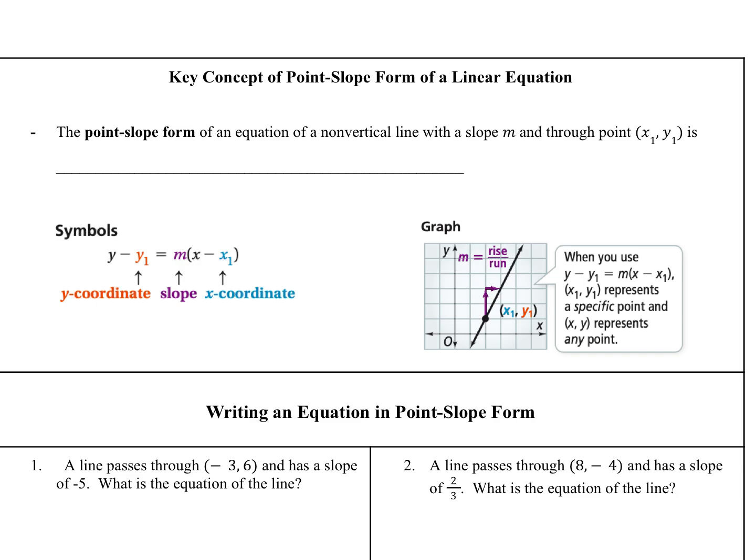Key concept of point-slope form of a linear equation. The point-slope form of an equation of a non-vertical line with slope m and through point (x1, y1) is y minus y1 is equal to m times (x minus x1).